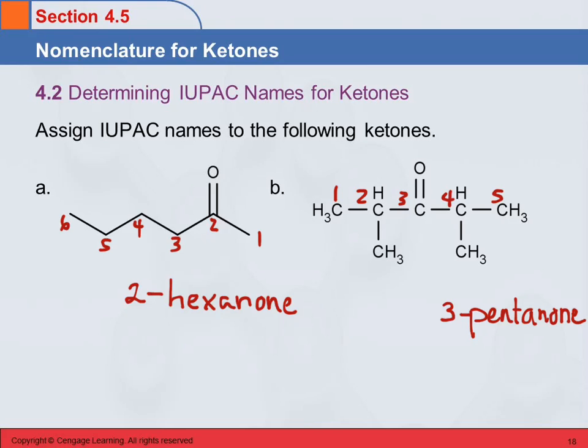So 3-pentanone, but then we have a couple of substituents. We've got one here and one there. 2 methyl groups. So that's dimethyl. Let's try writing backwards this time. And those are on carbons 2 and 4. 2,4-dimethyl-3-pentanone. The IUPAC names are very descriptive, but they sometimes get rather long.